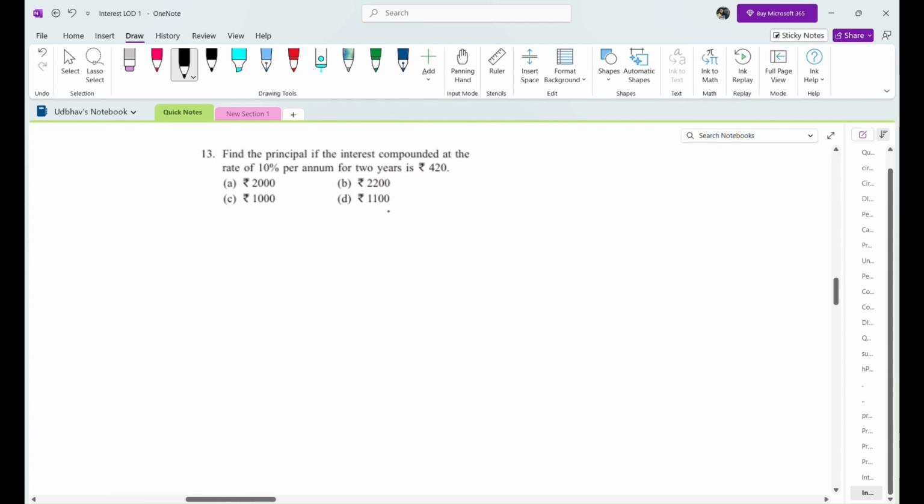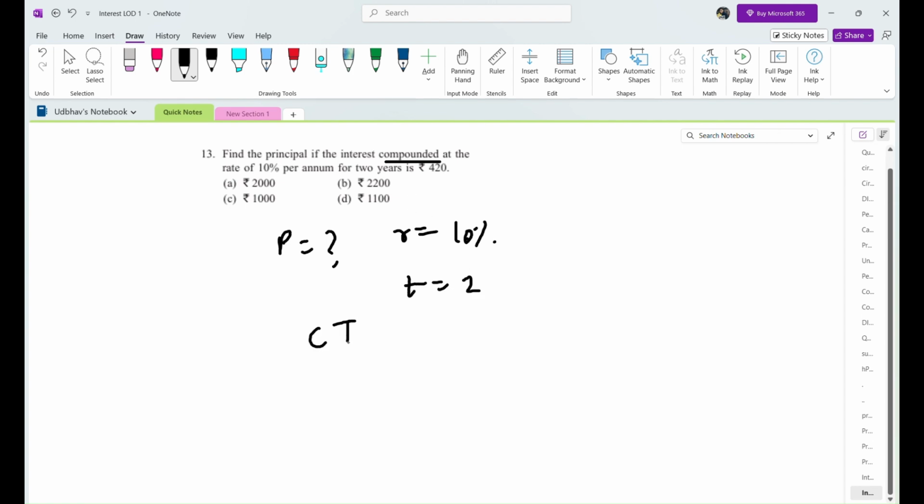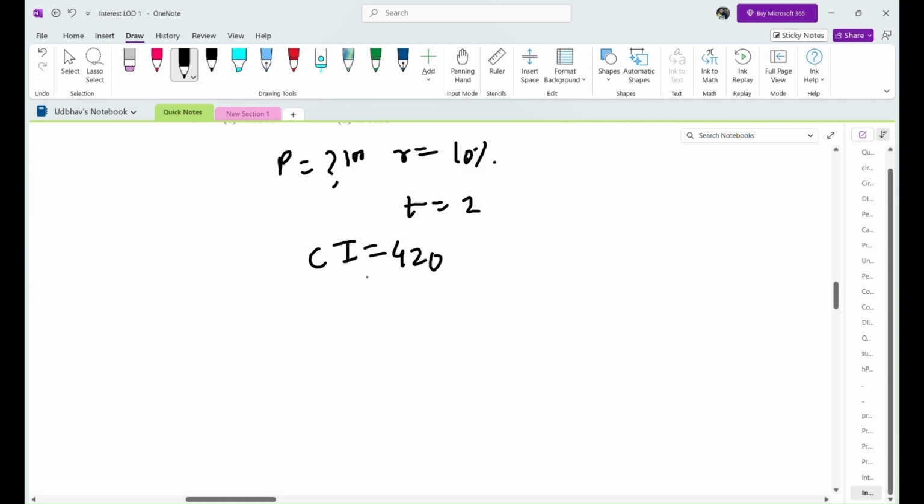Find the principal if the interest compounded at the rate of 10% per annum for 2 years is 420. We have to find the principal if the interest is compounded, that is compound interest at a rate of 10% per annum for 2 years. Total time is 2 years, and the compound interest we got is 420, right? So how can we solve this without using the formula? Let's just assume that our principal was 100.